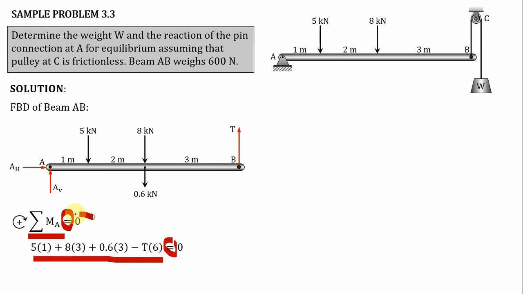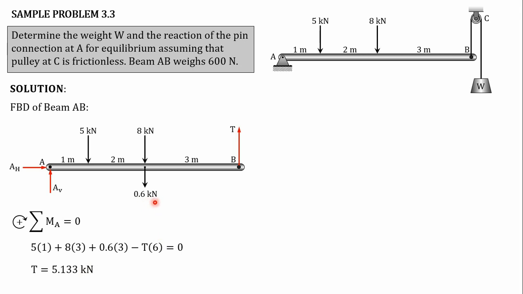And then, is equal to 0. Okay? Nakuha ko? So, summation of moment, ito yon. And then, is equal to 0. Equate natin to 0. Okay? To solve that equation, we can directly solve the tension force T. Okay? So, tension force T is equal to 5.133 kilonewton.